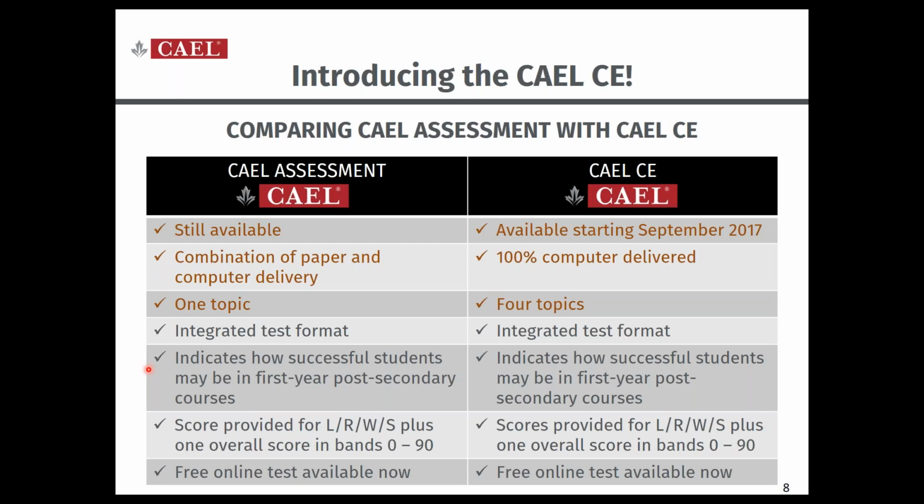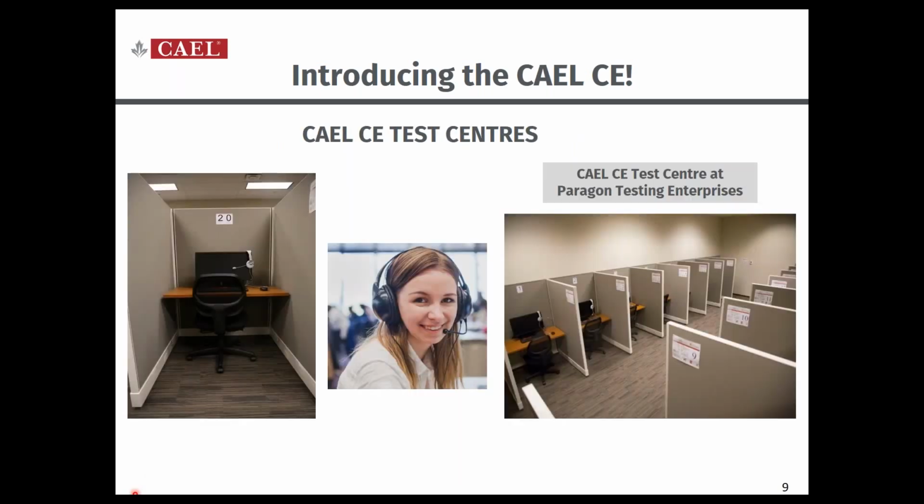So the other 3 points here are all the same for both tests. Both tests will indicate how successful you can be in your first year of post-secondary studies. And then both tests provide you with scores for each of the skills. So you get a separate score for listening, reading, writing, and speaking, as well as an overall band score. And the scores are exactly the same, 0 to 90 for the new test and the original test. And we offer free online tests for both of these.